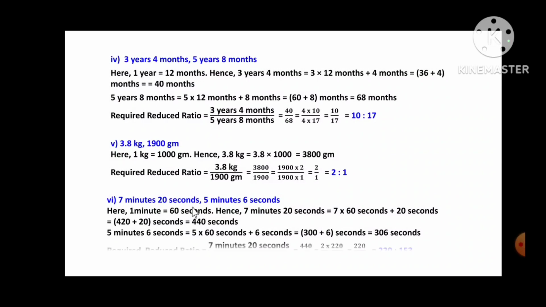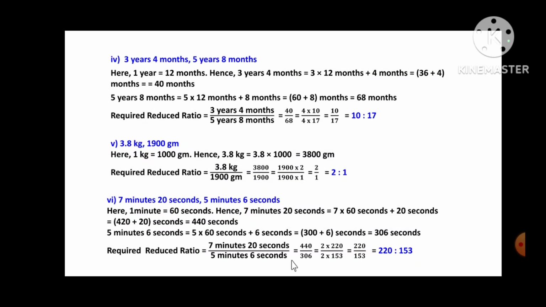6th problem, 7 minutes 20 seconds and 5 minutes 6 seconds. We know that 1 minute is 60 seconds. Hence 7 minutes 20 seconds can be written as 7 into 60 plus 20 seconds, that will be 420 plus 20, that is 440 seconds. 5 minutes 6 seconds, that can be written as 5 into 60 seconds plus 6 seconds, that is 300 plus 6, 306 seconds. So required reduced ratio will be 7 minutes 20 seconds divided by 5 minutes 6 seconds. That leads to 440 upon 306.